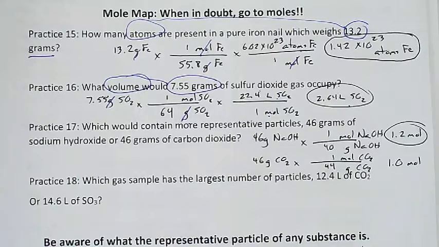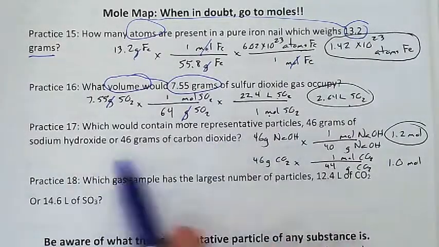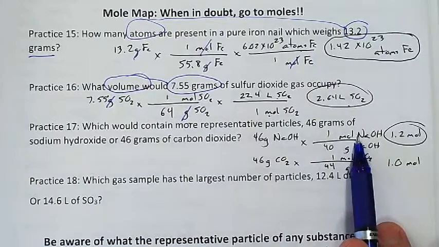The next question, which would contain more particles, 46 grams of sodium hydroxide or 46 grams of carbon dioxide. And really, all we need to do is convert them to moles, because the more moles you have, the more particles you have. Because remember, by definition, a mole is 6.02 times 10 to the 23rd of anything. And so if we got more moles, we got more particles. So take each one of them, 46 grams of sodium hydroxide, convert that to moles.